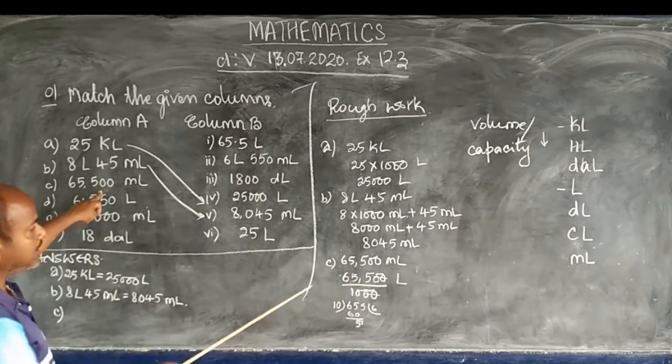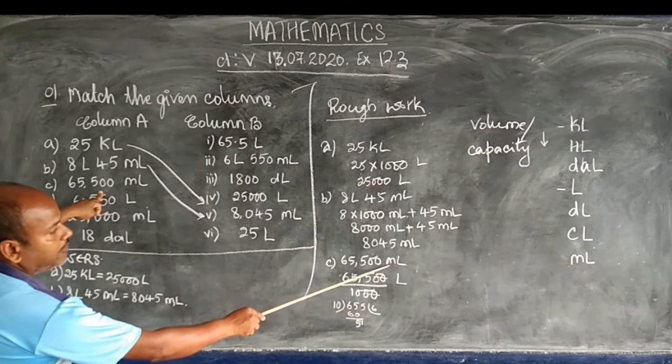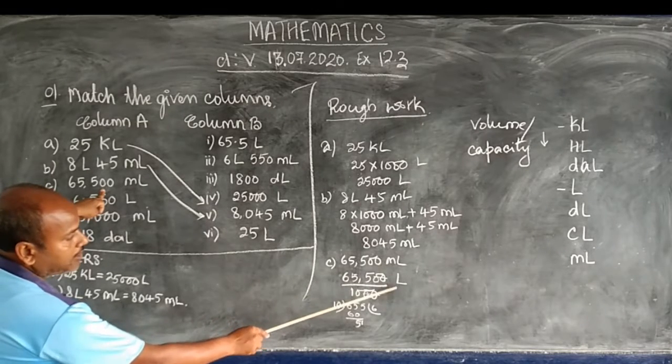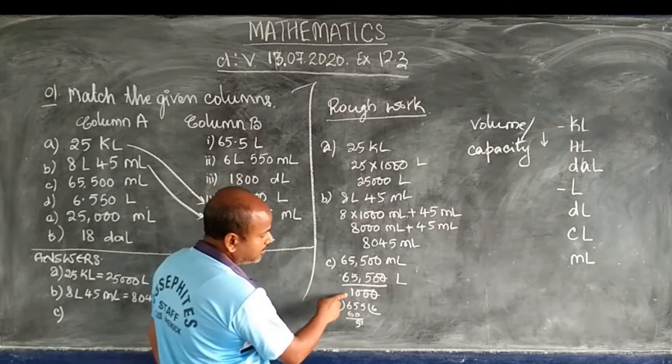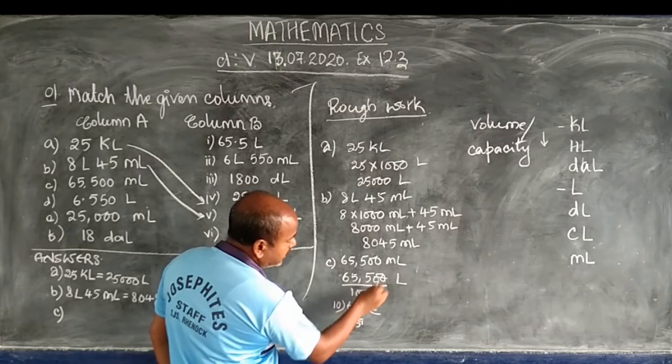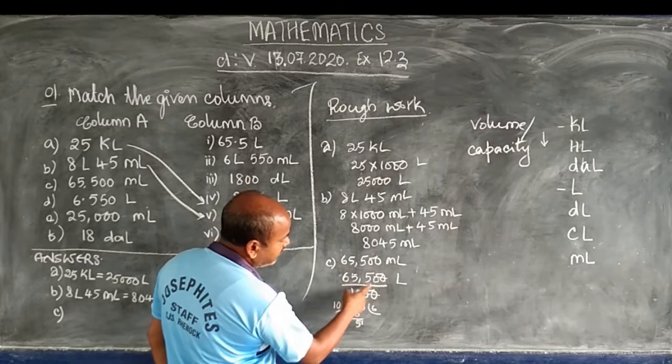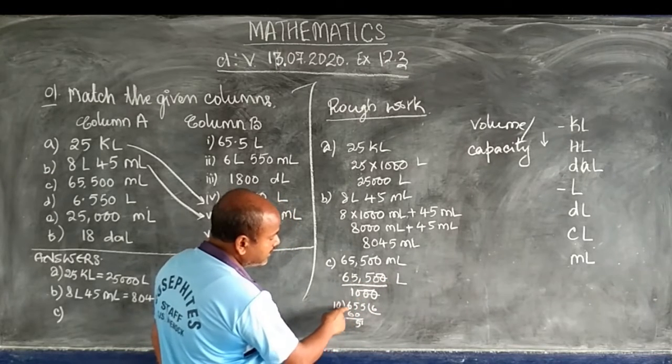So this one, number 3, 65,500 ml. When you need to convert this into liter, you need to divide it by 1000. When you divide it by 1000, I have done it here. 2 zeros and 2 zeros are cancelled. What is left is 655 by 10. So 10 will divide 655.